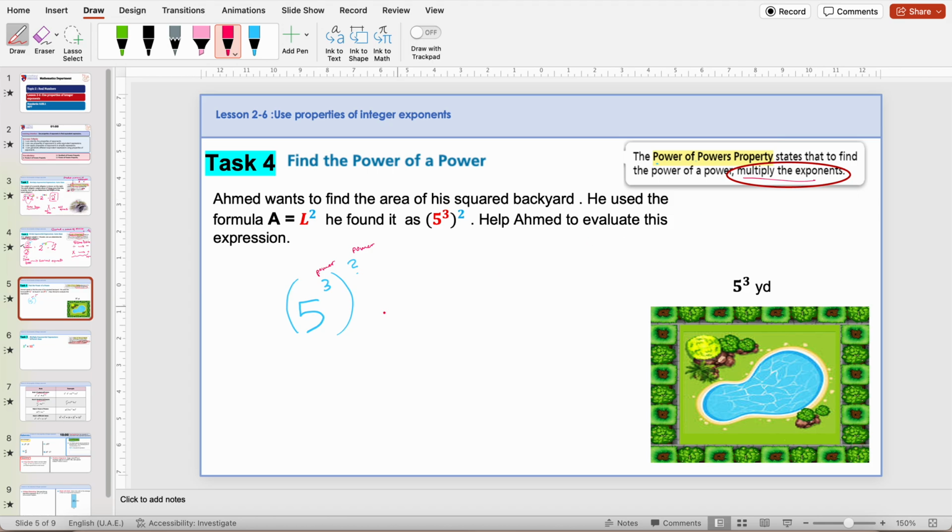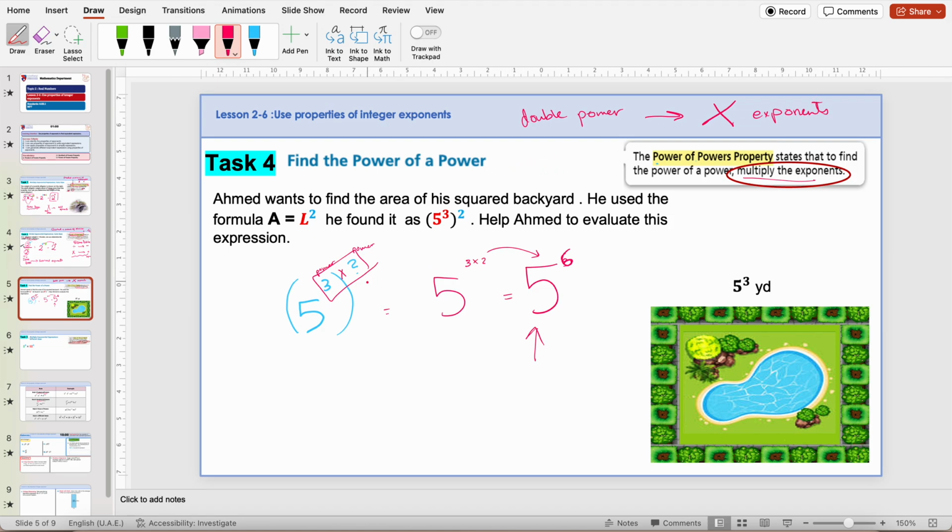So multiply the powers, multiply the exponents, okay? So take them and multiply these. It's going to be 5 to the power of 3 times 2, which is 3 times 2 is 6. So it will be 5 to the power of 6. That's the answer. That's it. So if you have power, double power, you need to multiply exponents.